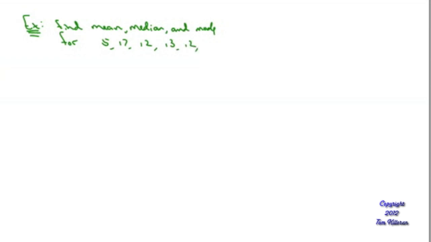For example, if I give you a data set, I usually leave off the squigglies and just write the numbers. So find mean, median, and mode for 5, 17, 12, 13, 12, 20, 16, 9, 5, 11.